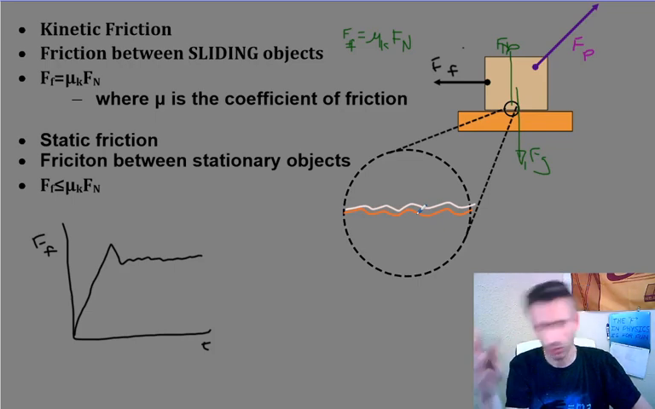Rubber on concrete is usually a coefficient of about 1. A coefficient smaller than 1 basically means that it's a little bit more slippery. If you have a coefficient that's close to 1 or even more than 1, it's extremely sticky.